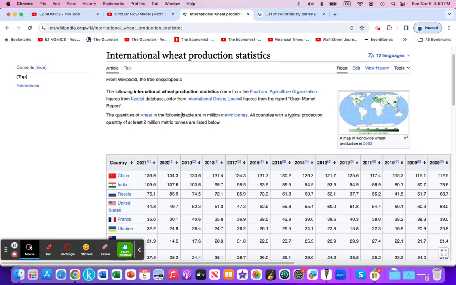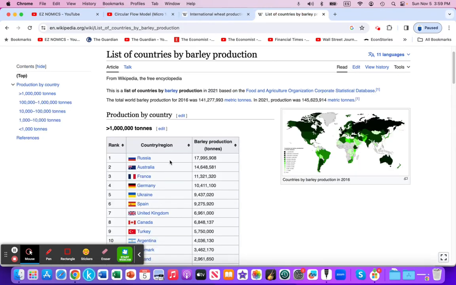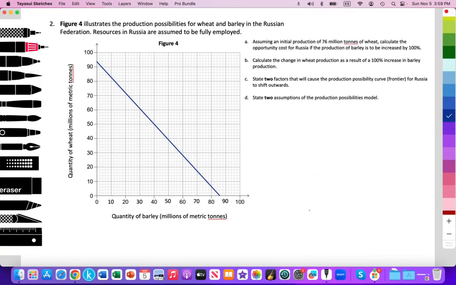The real-world example we'll be using will be production of wheat, and we'll be looking at the Russian Federation in 2021. They produced 76 million metric tons of wheat, and Russia is also the biggest producer of barley, producing almost 18 million metric tons. So let's take a look at the question.